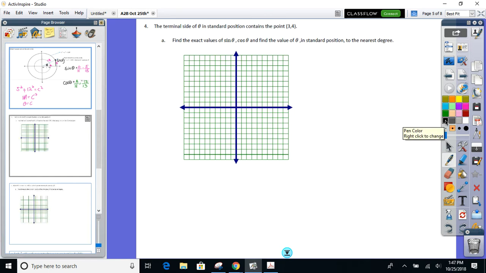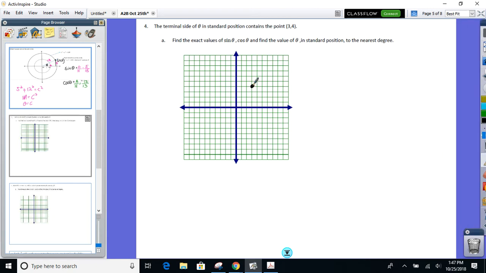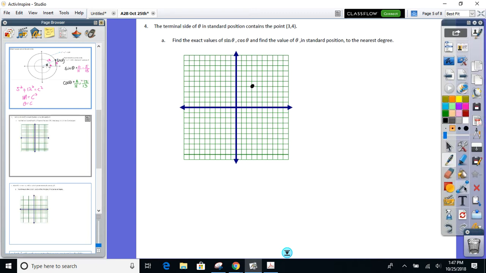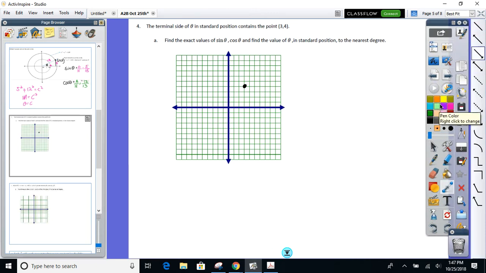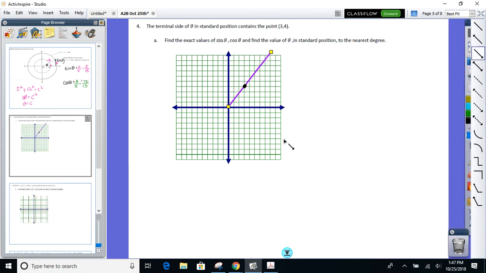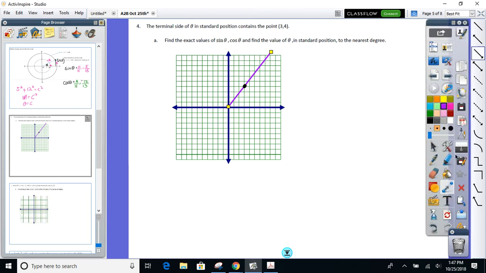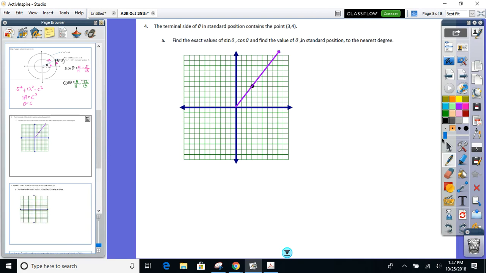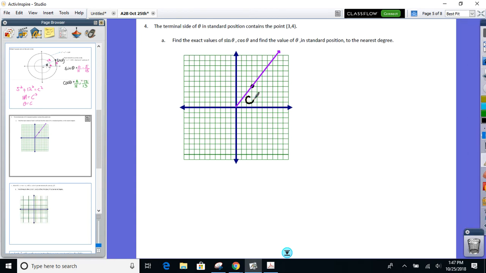3, 4. All right, so the terminal side of theta goes through 3, 4. What quadrant is that in? Quadrant 1, all right. You guys remember from the beginning of this unit, terminal side? There's the angle we're talking about right here. It's in standard position. So does everyone see the angle we're making? That's formed by the x-axis and the terminal side. This is my angle theta it's referring to.